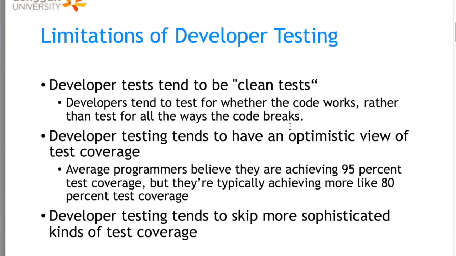But there are limitations of developer testing. One is that developers tend to do clean tests. Developers tend to test whether the code works, rather than test all the ways the code can break. Developer testing tends to have an optimistic view of test coverage, typically 80%, even though the average programmer believes they are achieving 90%, 95% test coverage.